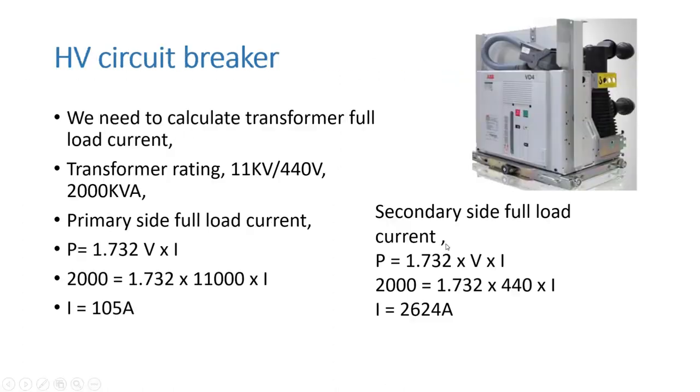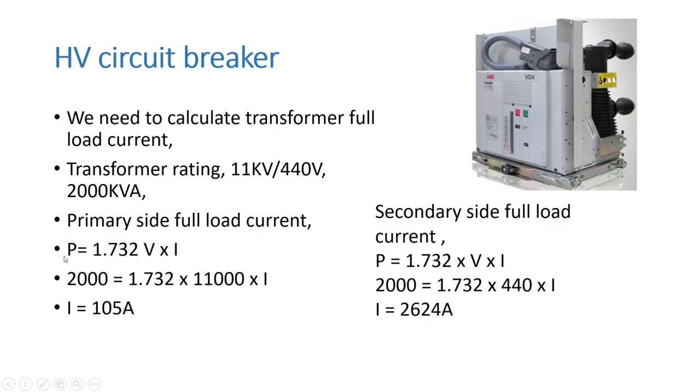So first we will start with the HV circuit breaker. If you are going to calculate the current rating of the HV circuit breaker, you should know the full load current of the transformer. The transformer rating is 11 kV by 440 volt, 2000 kVA. So first we have to calculate the primary side load current.